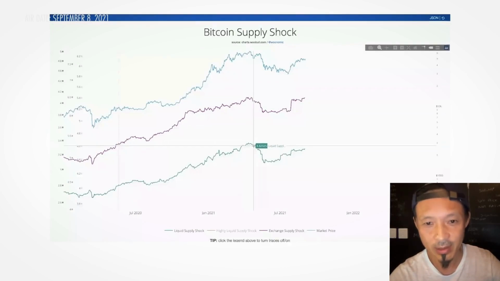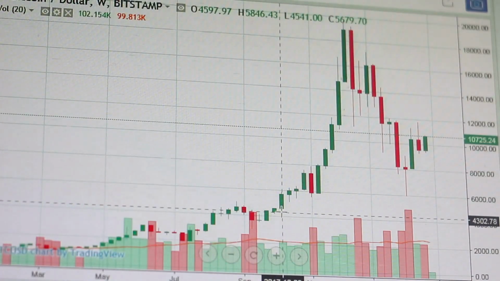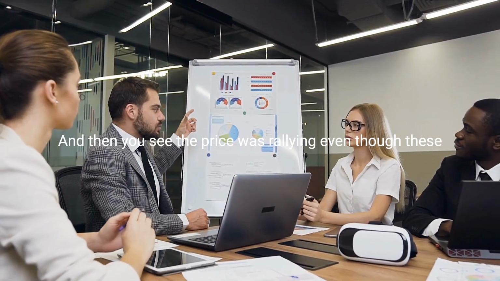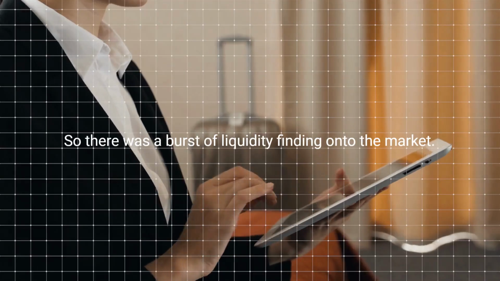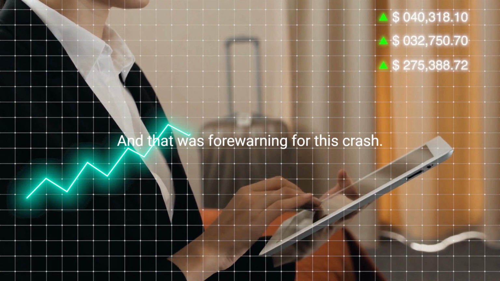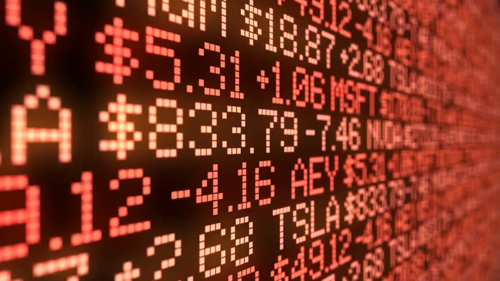And you can see this in the green, that the guys that never sold started selling, and they started losing their supply to the speculators. And so that started dropping. And then you see the price was rallying, even though these guys were unloading their coins. So there was a burst of liquidity finding itself onto the market, and that was forewarning for this crash.